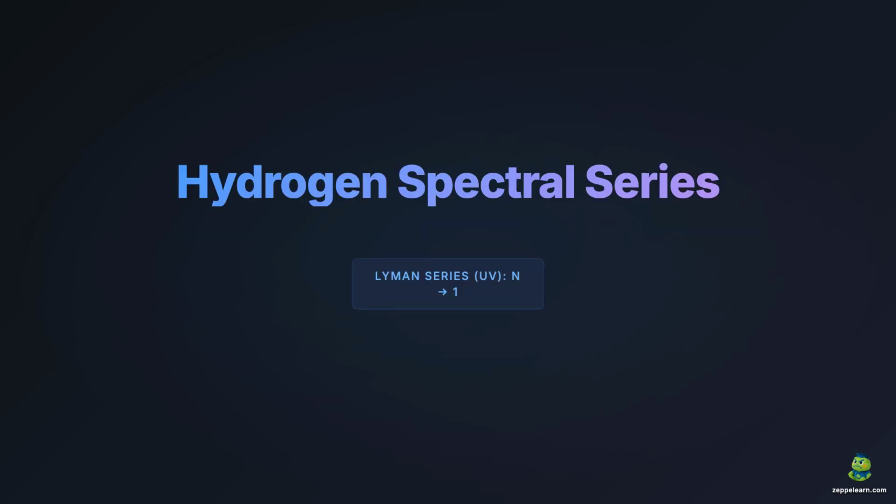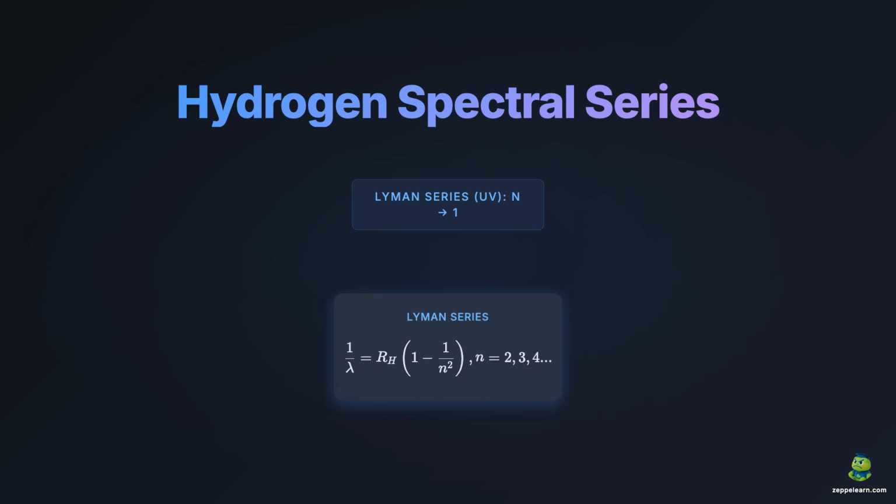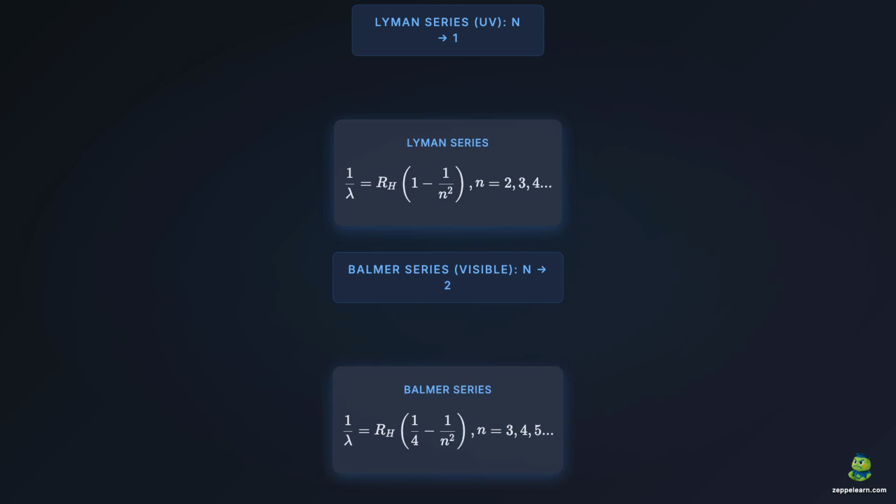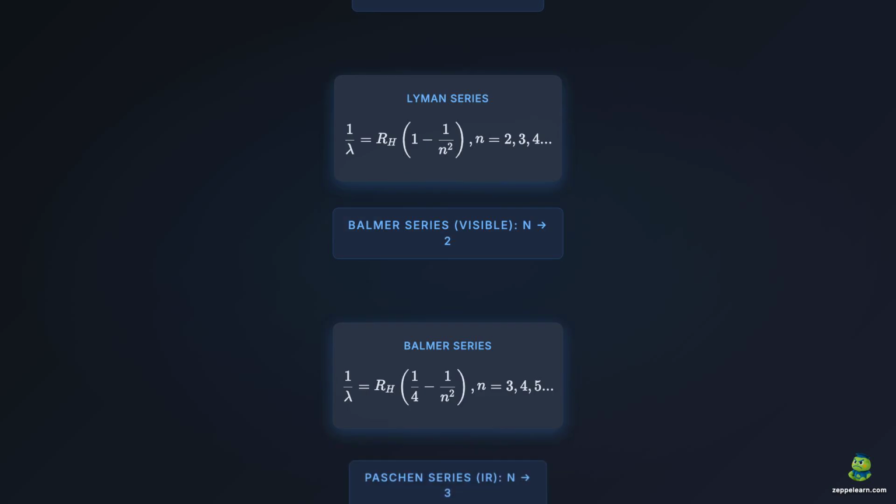The Lyman series results from transitions to n equals 1, producing ultraviolet radiation. For the Lyman series, 1 over lambda equals R_H times the quantity 1 minus 1 over n squared, where n is 2, 3, 4, and so on. The Balmer series involves transitions to n equals 2, producing visible light that we can see. For the Balmer series, 1 over lambda equals R_H times the quantity 1 over 4 minus 1 over n squared, where n is 3, 4, 5, and so on. The Paschen series corresponds to transitions to n equals 3, producing infrared radiation.